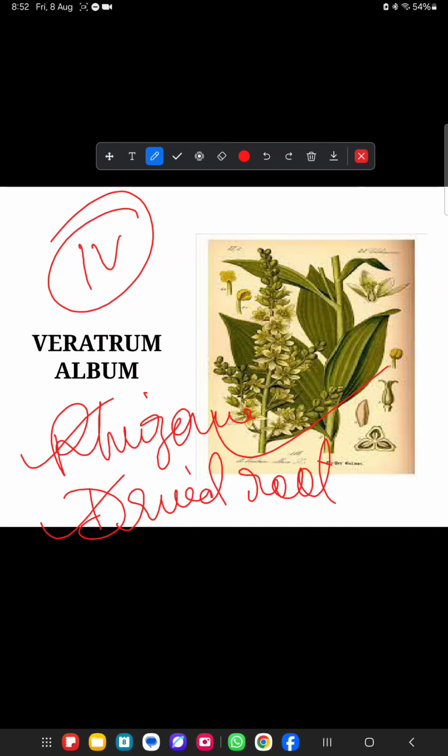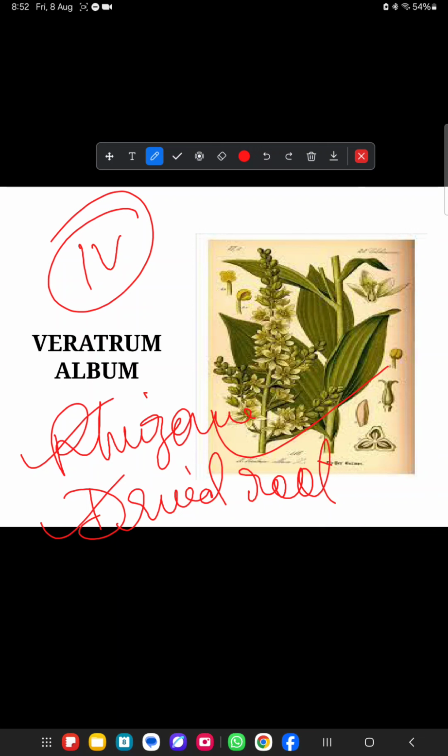And there is another book also. Lectures on Materia Medica, that is by Carol Dunham. Just try to remember the names of the books because you will get questions. Lectures on Homeopathic Materia Medica is written by J.T. Kent, and Lectures on Materia Medica is written by Carol Dunham. Just try to remember.